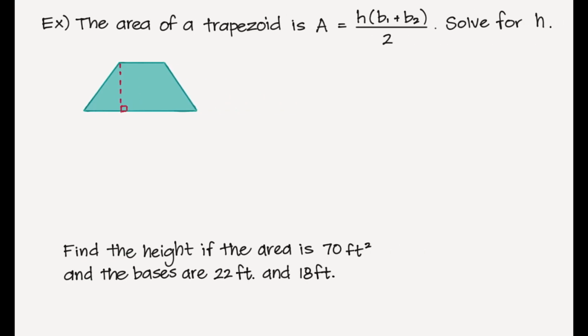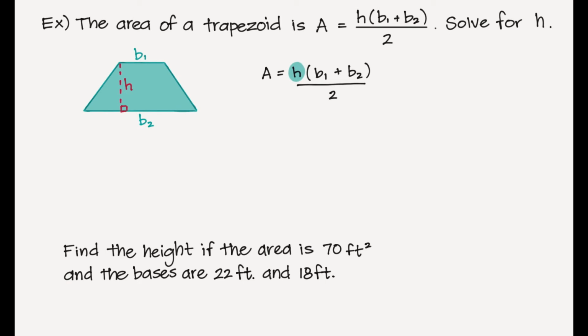The area of a trapezoid is A equal to h times b1 plus b2 divided by 2. And we are asked to solve for h. So in case you don't know, the b1 and the b2 are the bases, and h is the vertical height of the trapezoid. So let's go ahead and write out our equation. A is equal to h times b1 plus b2 divided by 2, and solve for h.